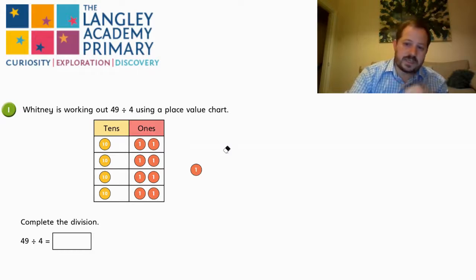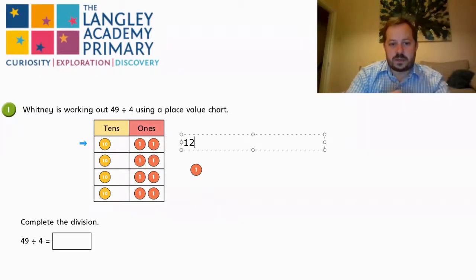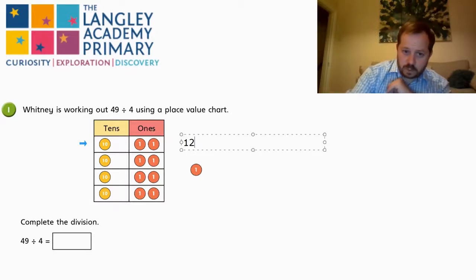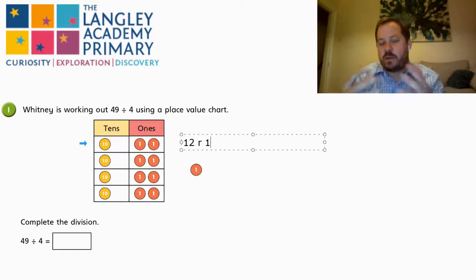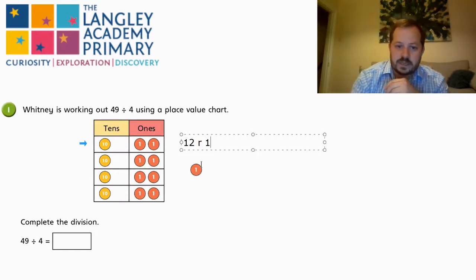And the way in which we say this is we give our answer. Remember, we're only looking, in this case, at 1 row. So we look across in 1 row, our answer being 1 10 and 2 1s. We say remainder, and then we just say how many we have left over. In this case, we have just the 1 left over. So our answer would be 12 remainder 1.